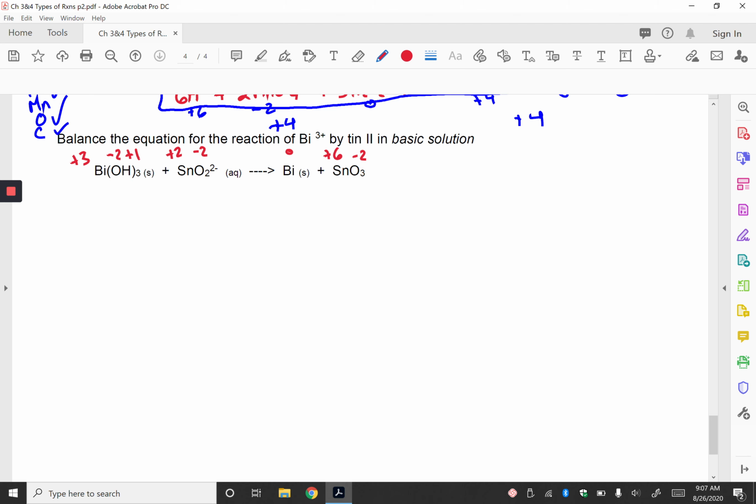So, looks like the bismuth went from plus 3 to 0, that got reduced. And my tin went from plus 2 to plus 6, which got oxidized. The oxygen remained the same. Hydrogen, we'll see that it will remain the same. So my next step is to split it up into the two half reactions. So I know that Bi(OH)3 is going to go with bismuth. That's my reduction. And the SnO2 2- is going to go with the SnO3 2-.